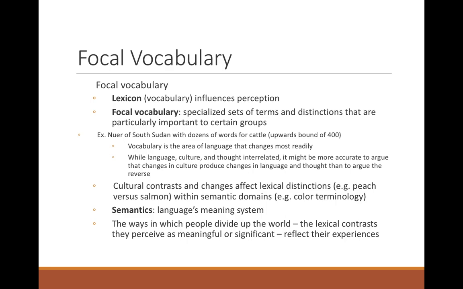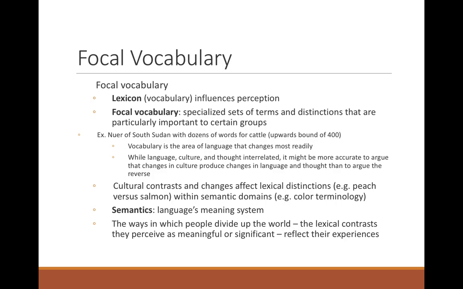With respect to our lexicons, our lexicon or vocabulary influences our perception of the world. And we specifically get focal vocabularies that are associated with kind of cultural significance. So we get specialized sets of terms that distinguish how things are referred to in particular groups. So one example that's brought up is our number of words for cattle. When we think about cattle in the English language, we've got cattle as one word, cow as another, bull, and heifer. That brings us up to 4.